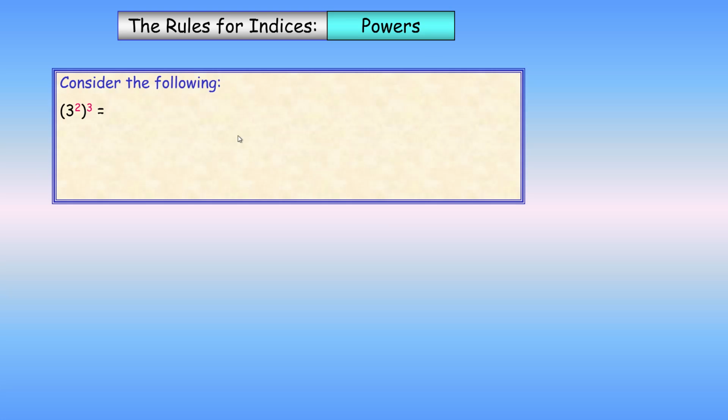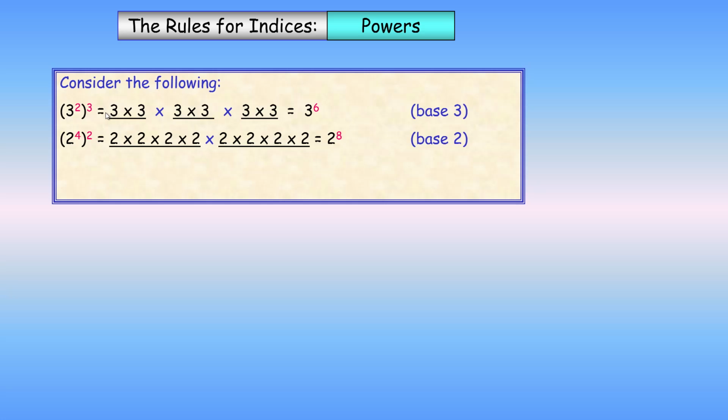Okay, well, I've got the power law now. Let's have a look at what that means. So it says consider the following: 3 squared to the power of 3. That means it's 3 squared, 3 times. So 3 times 3, times another 3 times 3, times another 3 times 3, gives us 3 to the power of 6, because we've got 1, 2, 3, 4, 5, 6. If you look at those base numbers again, 2 and 3, they end up at 6.